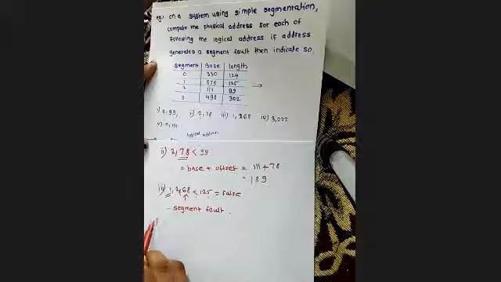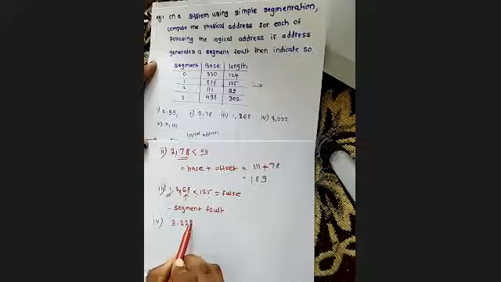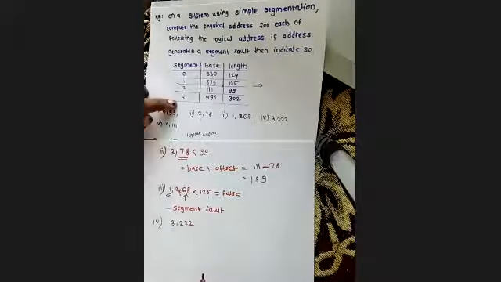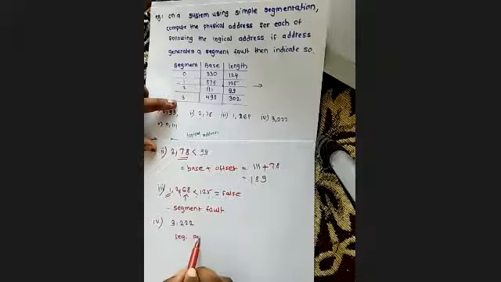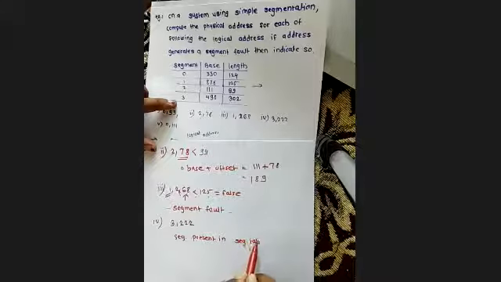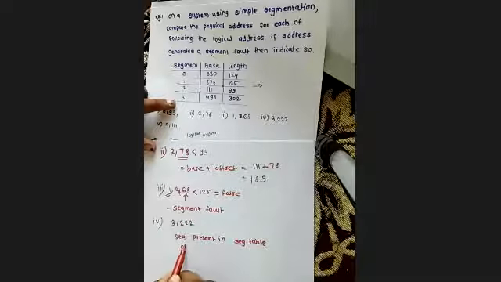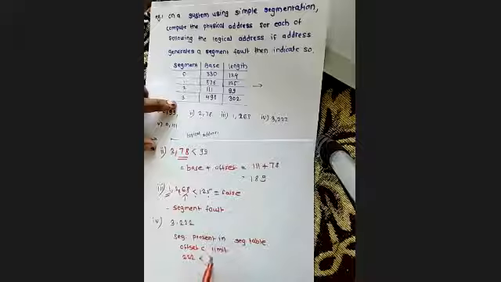Now the fourth one is 3, 222. 3, yes, the segment is available. The segment is present in the segment table. So now we have to check whether the offset is less than the limit. Offset हमारा कितना है? 222. Limit क्या है for this third segment? 302. The condition is true, so we can now calculate the physical address.